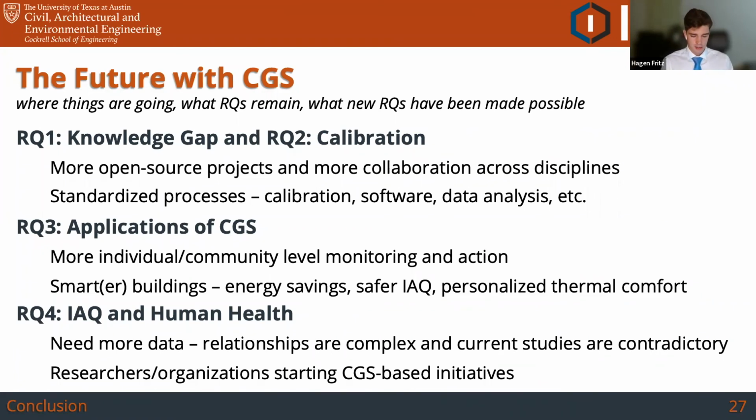And then lastly, this link between indoor air quality and human health, more specifically sleep quality, we need more data. The relationships are complex, right? When you start dealing with something like sleep, which is affected by a variety of things, you have to be careful that you're not just saying it's indoor air quality that's affecting it. And that's why we're getting some contradictory results with the study that we published, as well as some other studies in the related field.